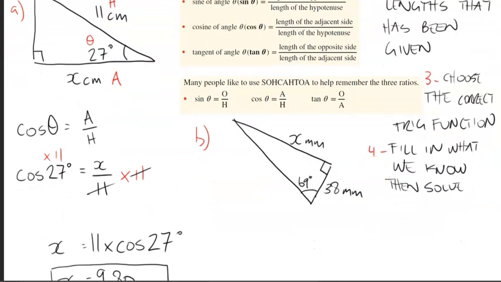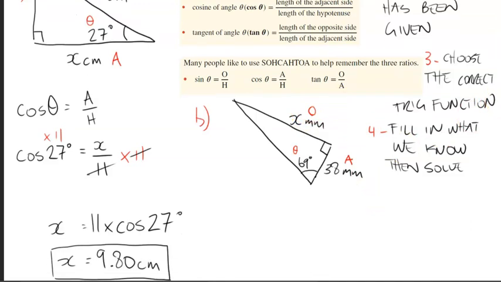Next step, label side lengths that have been given. Okay, so we know that this is theta. We know that we have not been given the hypotenuse, so the opposite and the adjacent are the only two left. We have to determine which one is which. The one opposite the angle here is the opposite, and the one next to it is the adjacent. I always look for the opposite first and then the adjacent.